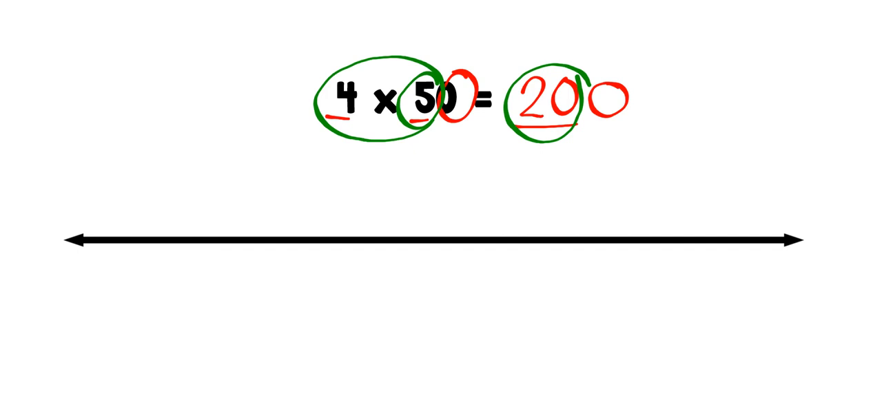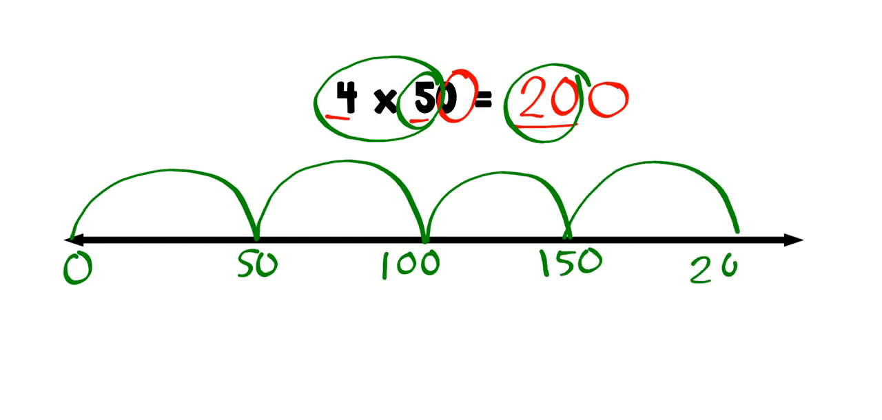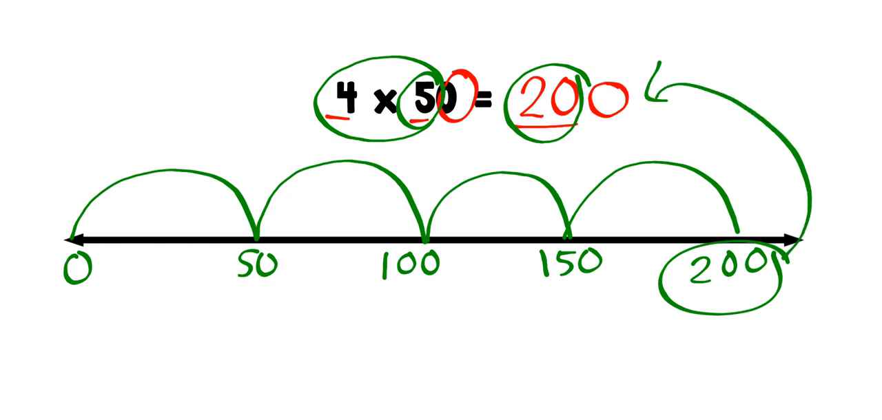Let's check it on a number line. Starting with our first jump, we're going to do 4 jumps starting at 0, and each of them will be 50 long. One jump of 50, 2 jumps of 50 will put me at 100, 3 jumps of 50 will put me at 150, and my final jump of 50 will put me at 200, which is the same answer I have over here. It's always a great idea to double check.